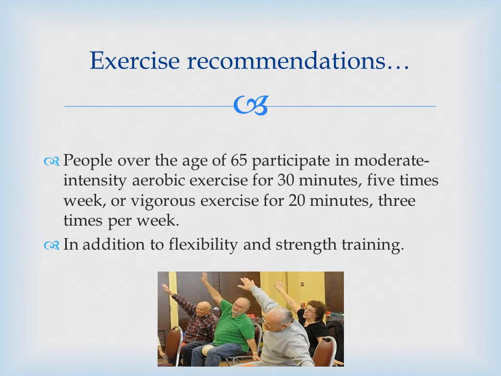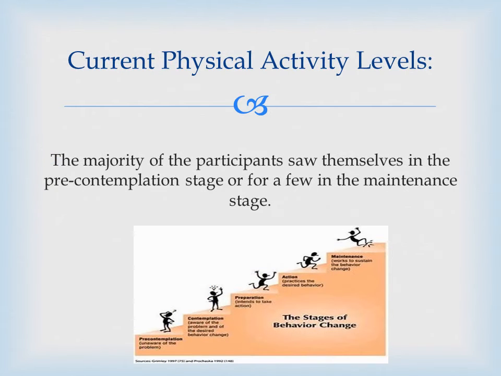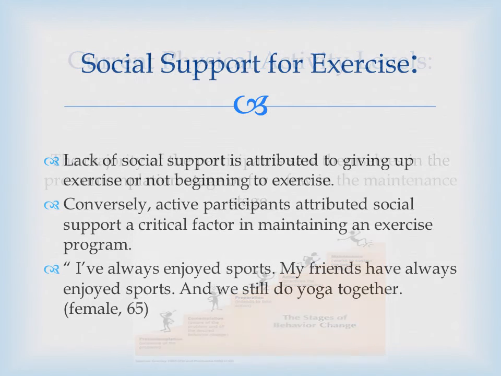The following exercise recommendations for people over the age of 65 involve moderate aerobic exercise for 30 minutes, 5 times a week, or vigorous exercise for 20 minutes, 3 times per week, in addition to flexibility and strength training. The current physical activity levels of the majority of the participants saw themselves in the pre-contemplation stage, or for a few in the maintenance stage.